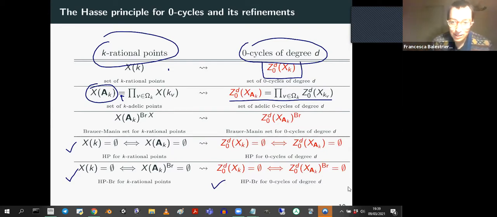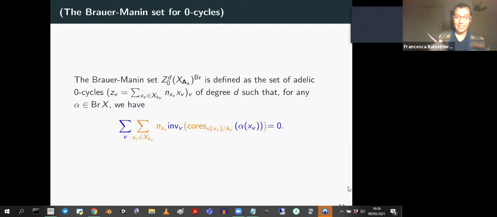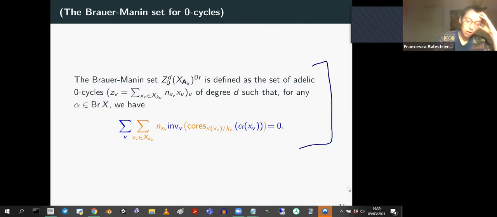And just for the curious people among you, this is how you define the Brauer-Manin set for zero cycles. I will not explain here what's going on, but in this definition, the blue bits are what you would have in the rational points world, and these extra orange bits are due to these complications that I was talking about whenever you work with zero cycles. But again, it's nothing too difficult.